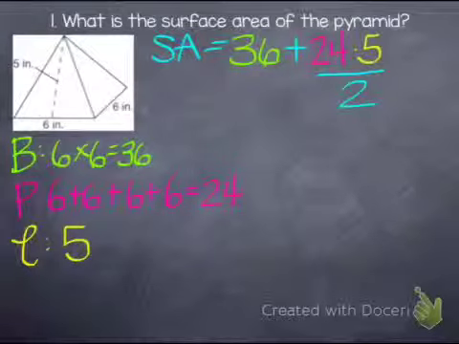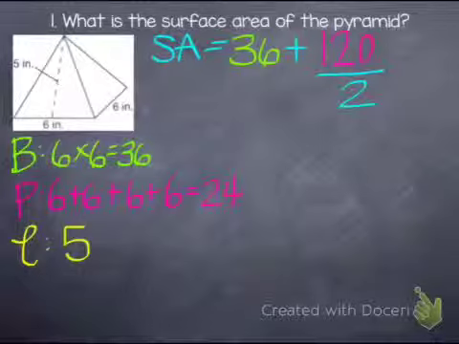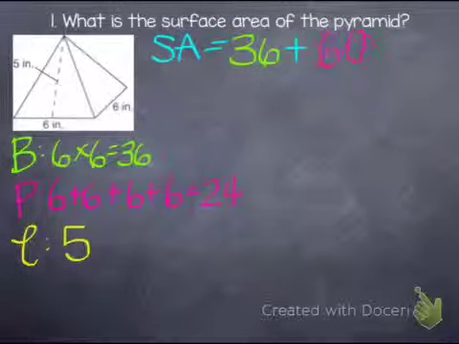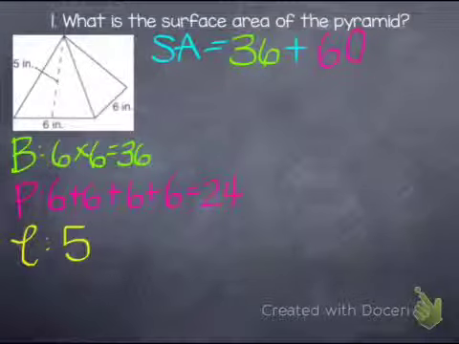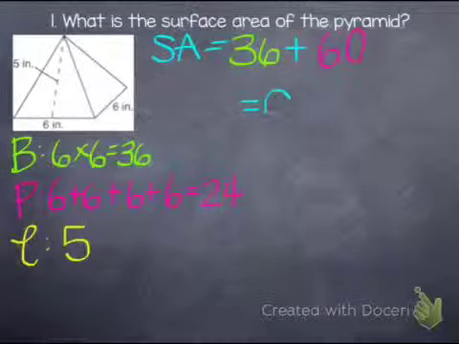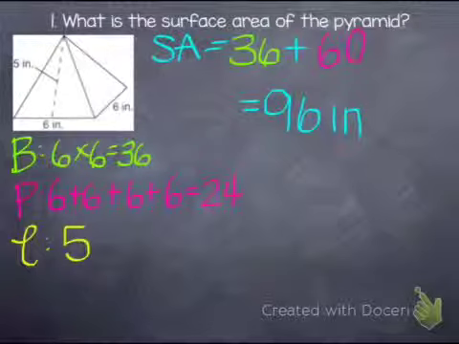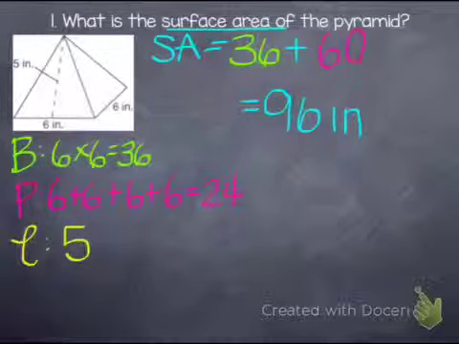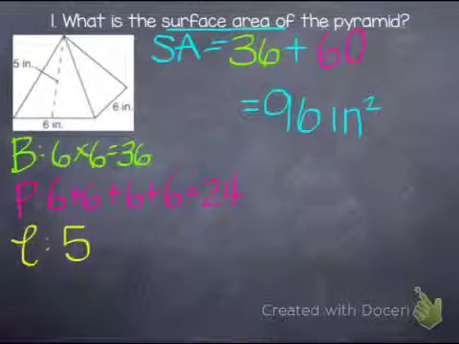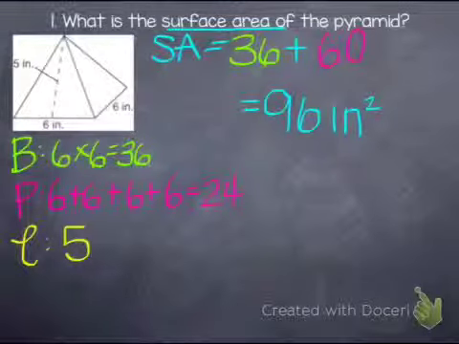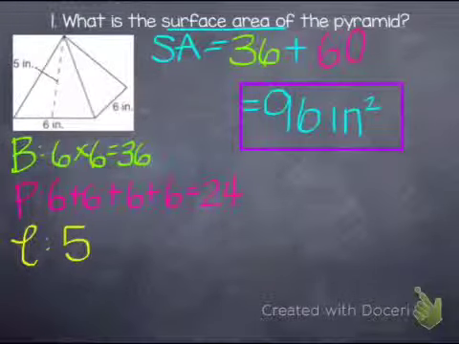So if you do 24 times 5, you're going to get a total of 120. Then if you divide 120 by 2, half of 120 gives us 60. So finally, we're just going to add 36 plus 60, which gives us a total of 96. And then to get our label, we just do inches, and we look back to see if we're doing volume or surface area. Surface area is always squared, so it's inches squared. And that is the surface area of that pyramid.